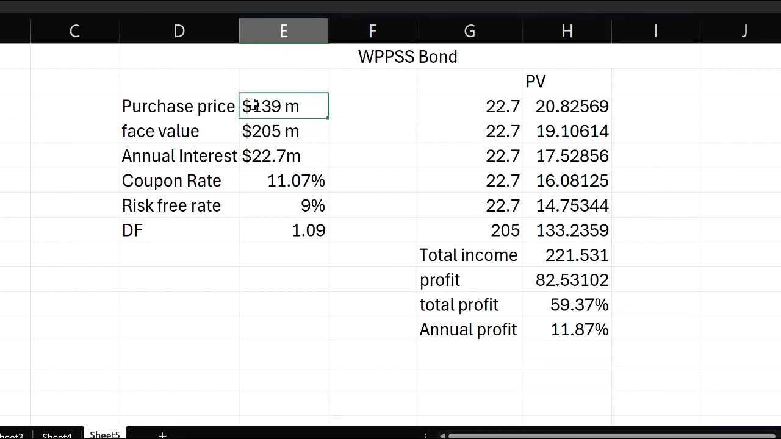The purchase price for that particular WPPSS bond is 139 million, whereas the face value of that bond is 205 million, and the annual interest which you will be getting is 22.7 million every year. So the coupon rate based on the information given is 11.07. Then let us assume, based on the case study, we identified the risk-free rate as 9%. So the discounting factor is 1.0 now. Every year this bond is generating 22.7 million as fixed income.